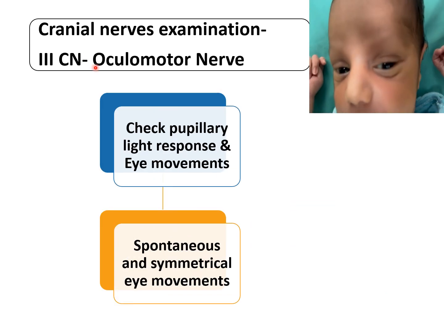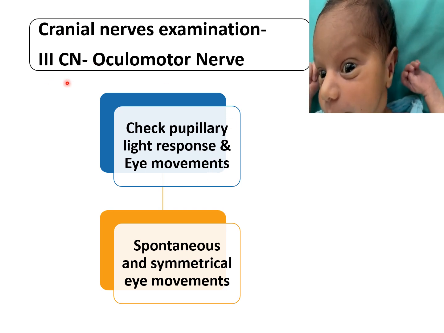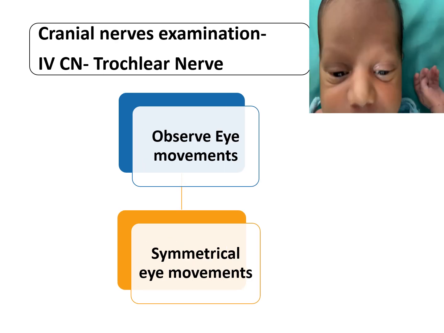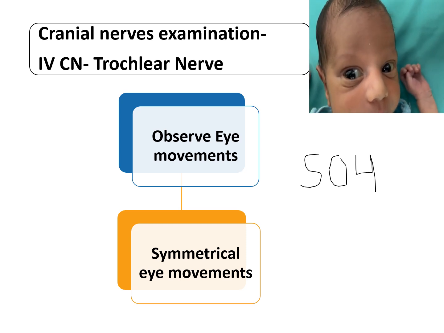Then we have to test the oculomotor nerve. We can again check the pupillary light response for the third nerve because the third is the efferent for the pupillary light response, and details I have already explained in the previous slides. And also we have to check the spontaneous and symmetrical eye movements of both the eyes. For the fourth cranial nerve, trochlear nerve, again we have to observe the symmetrical eye movement. As we know, SO4, superior oblique, is supplied by the fourth cranial nerve, trochlear nerve.